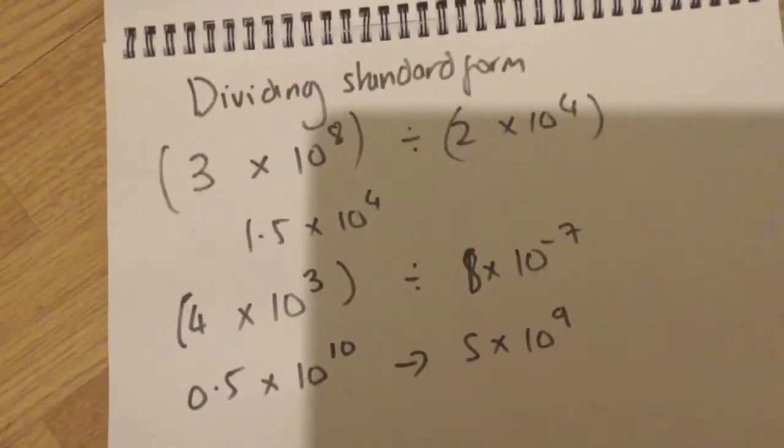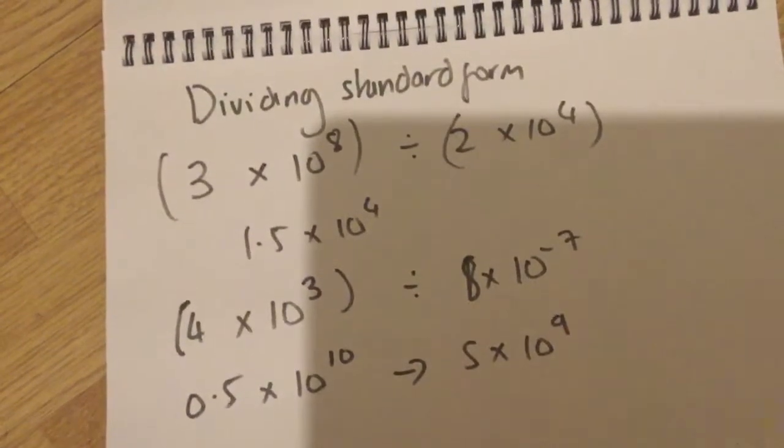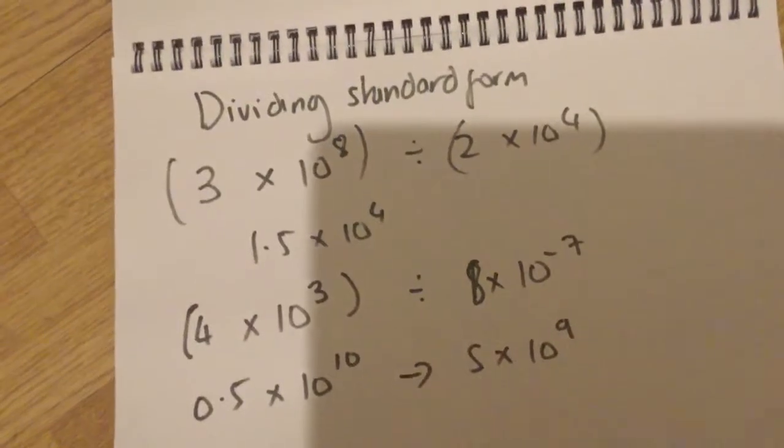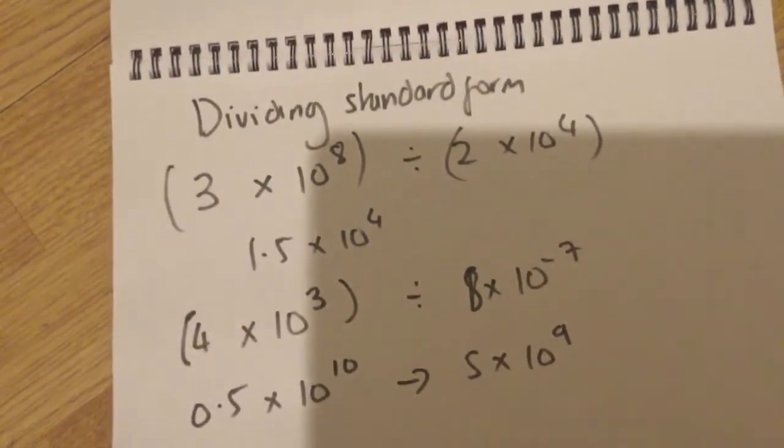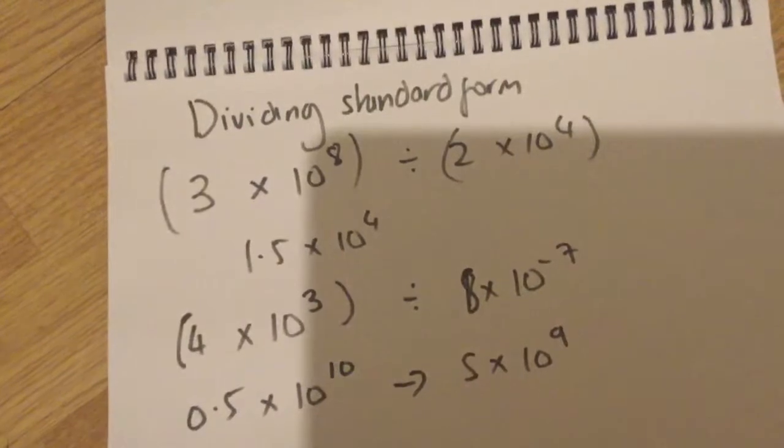What happens after that? We take one of the powers off to compensate for the fact it's almost like we borrowed a 10. We multiplied by 10 to turn 0.5 into 5, and now we've only got 9 lots of 10 left. Alright? I hope that makes sense.